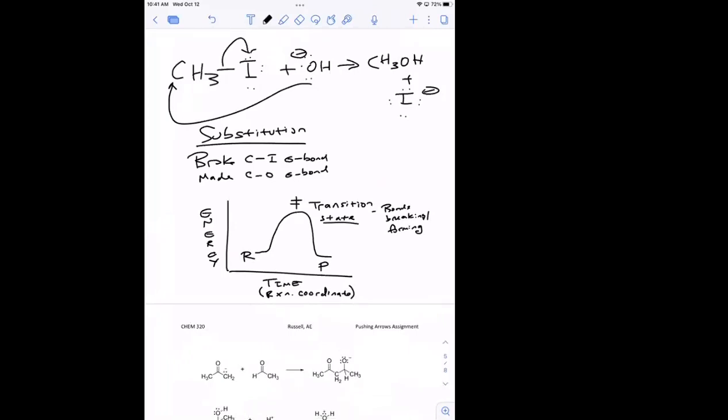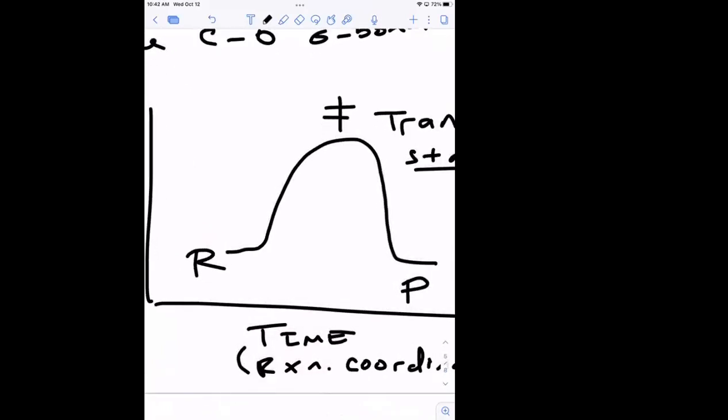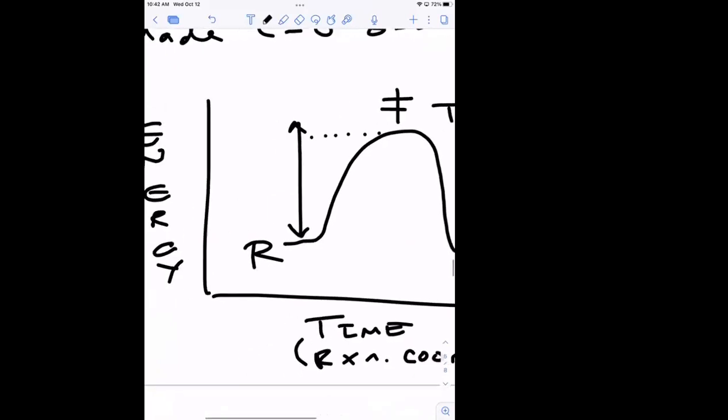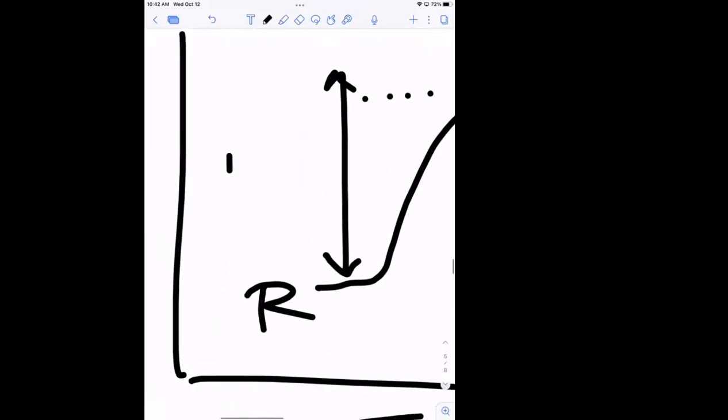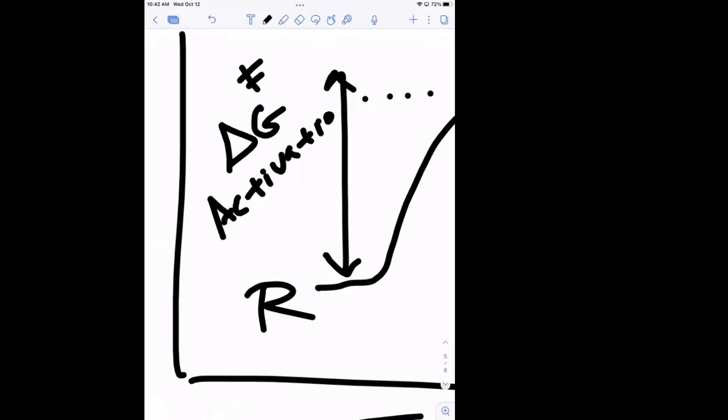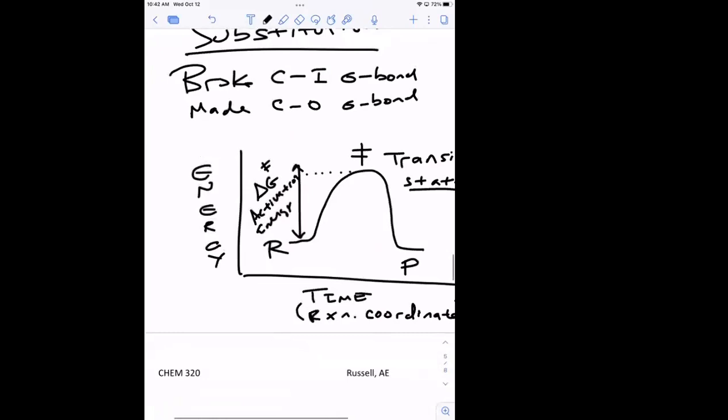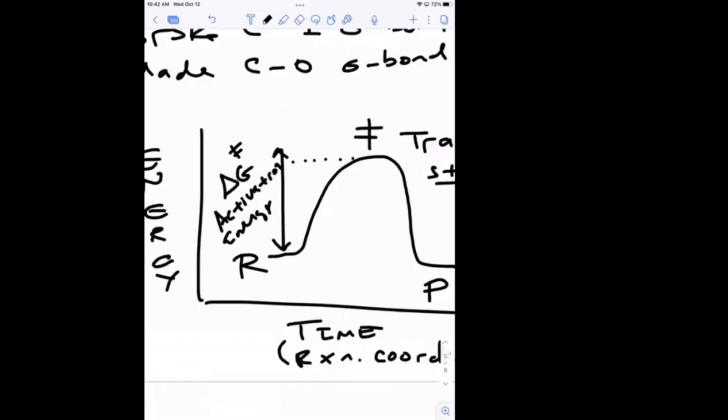That's one other thing I want to talk about, and that's this. That's the distance between the reactants and the transition state. We call that what? Anybody know that from CHEM? It's called the activation energy. Activation energy controls the rate. If it's high, the reaction is going to be slow. If it's low, the reaction is going to be fast. It's that simple. So this controls the rate of the reaction.